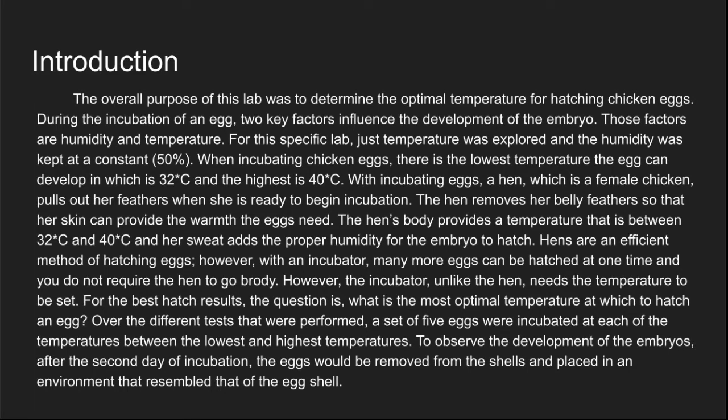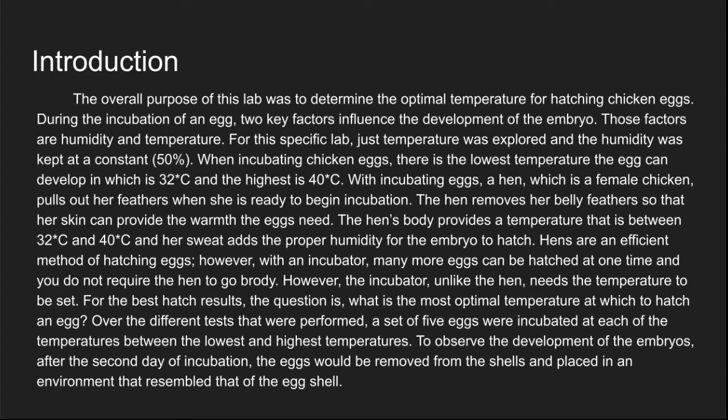With incubating eggs, a hen, which is a female chicken, pulls out her feathers when she is ready to begin incubation. The hen removes her belly feathers so that her skin can provide the warmth the eggs need. The hen's body provides a temperature that is between 32 degrees Celsius and 40 degrees Celsius, and her sweat adds the proper humidity for the embryo to hatch. Hens are an efficient method of hatching eggs.